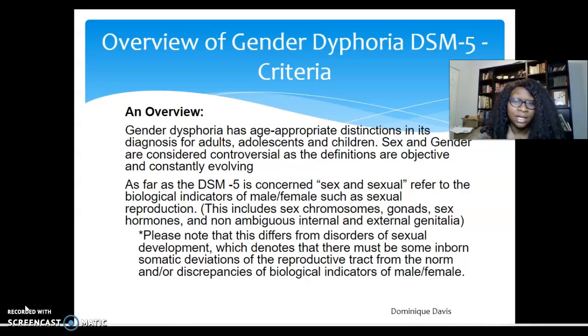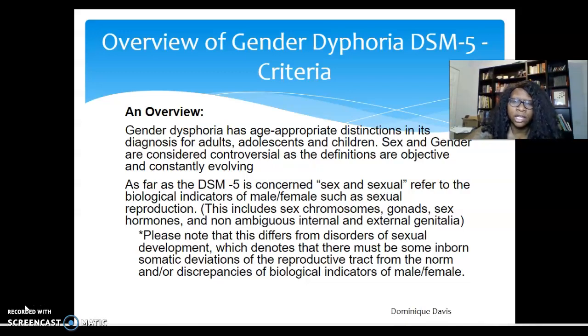For the context of our conversation and presentation today, as far as the DSM-5 is concerned, when sex or sexual is referred to, it's considered the biological indicators such as male, female, and sexual reproduction. That can include sex chromosomes, gonads, reproductive organs, sex hormones, non-ambiguous internal and external genitalia as well.